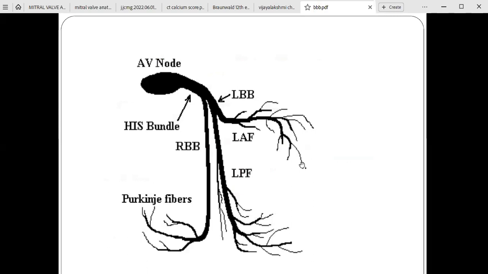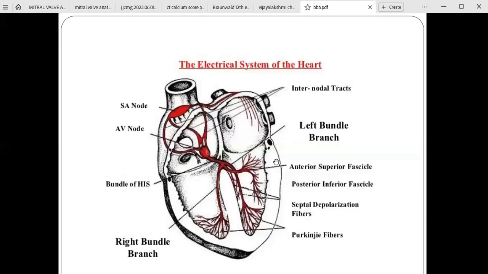This is very important to know, because based on this only we get the ECG features. So you should be aware that the left anterior fascicle goes directly towards the free wall of the ventricle on this side, whereas the left posterior fascicle generally goes towards the apex.